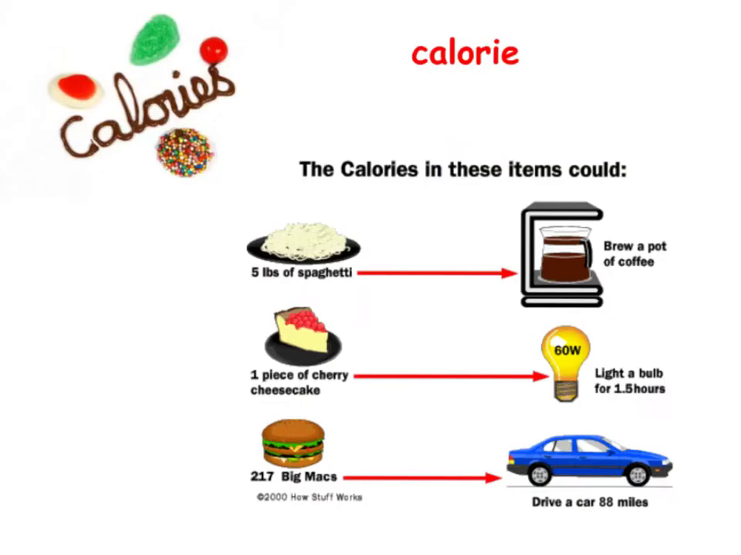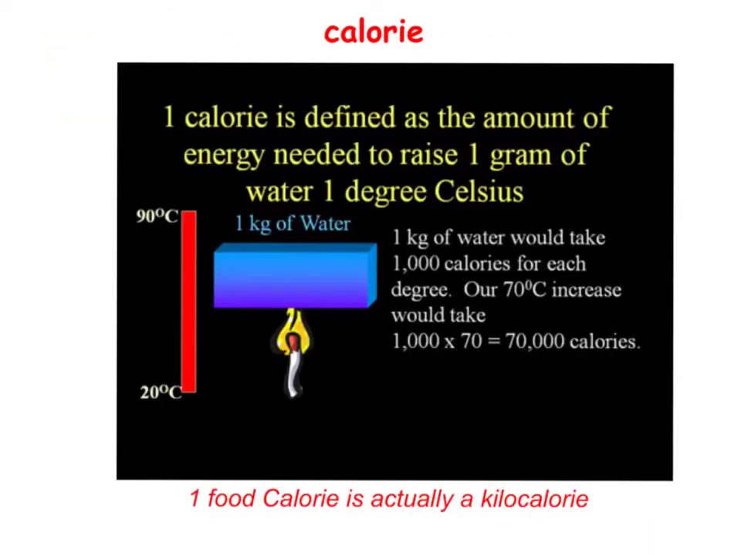First, let's look at the calorie, and a lot of you probably think, at least the first thing that comes to mind might be, you're not supposed to eat too many of them, right? Well, calories are measuring energy, right? 5 pounds of spaghetti, for example, there's enough calories in 5 pounds of spaghetti to brew a pot of coffee. Or in a piece of cherry cake, we have enough energy in the form of calories to light a 60-watt light bulb for 1.5 hours. Or 217 Big Macs might drive your car for 88 miles. So think of calories in terms of energy.